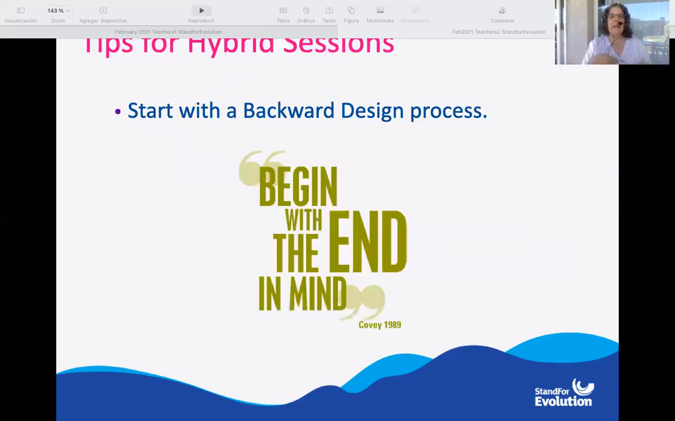Now, another tip is to work with backward design. Why? Because with backward design, you begin with the end in mind.